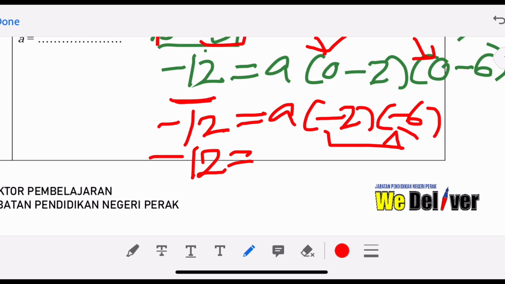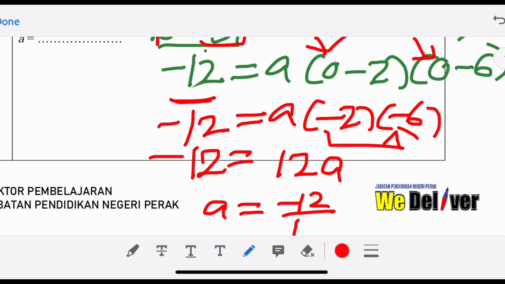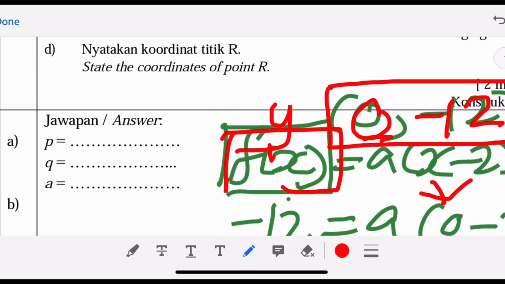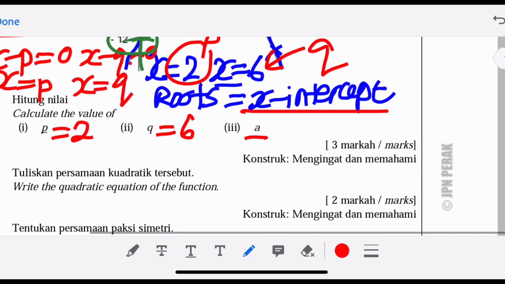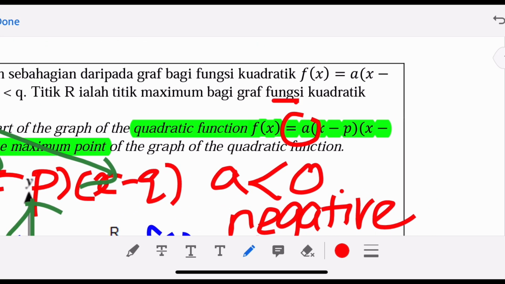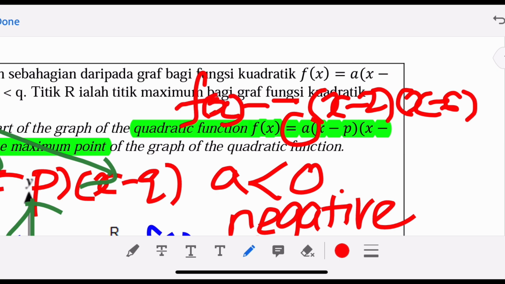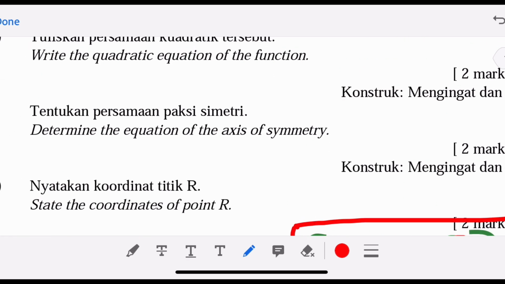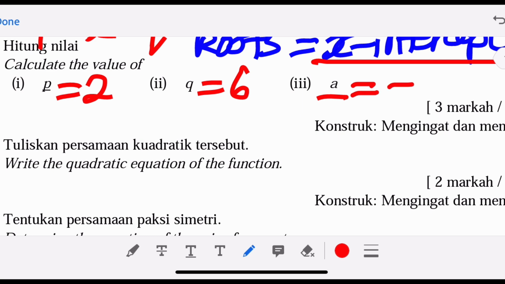If you got a positive, something is very wrong. Negative times negative, you get positive, right? So you expect a to be -12 over 12. Luckily, you got negative 1, right? So that means a is -1. Why do we expect a negative? Because we have the sad face, so we want this one to be negative. Negative 1, normally we don't write the 1, we just simplify like this. You can write f(x). So that is the quadratic function. The question is asking for the value of a, which should be negative 1. Alright, understand? Use the y-intercept.